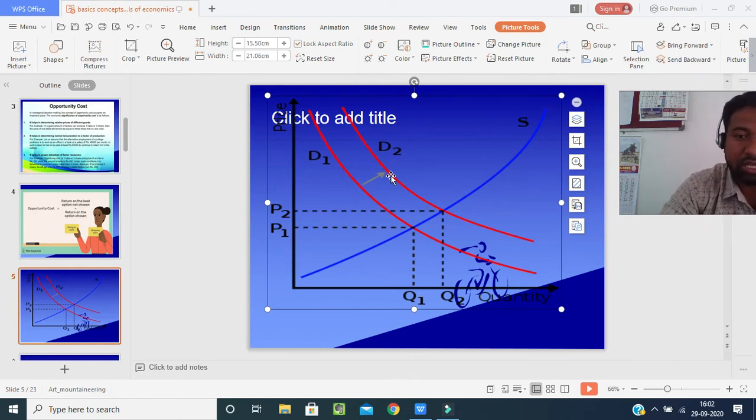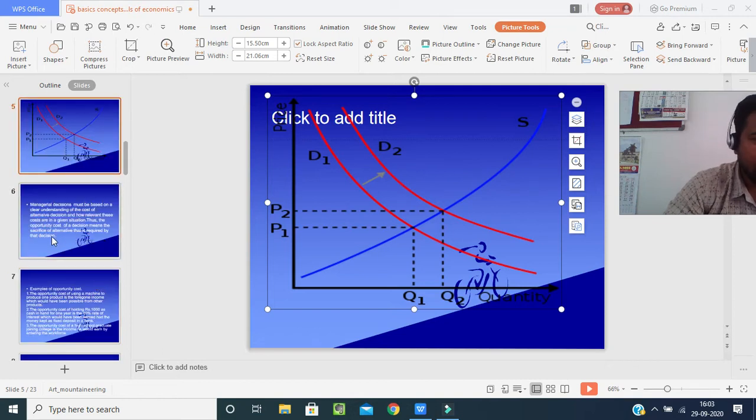So this is the opportunity cost, that means we have to look at how much cost will be incurred. This is the tool or concept that economists or managers use while launching their new product in the market for earning profit.